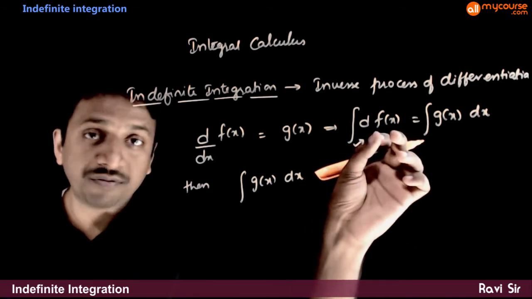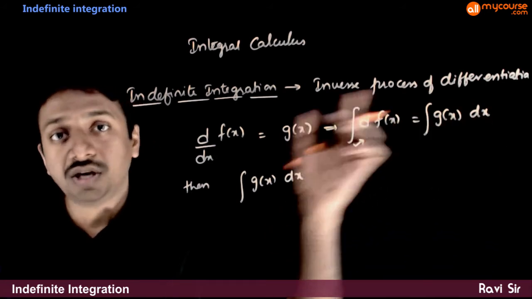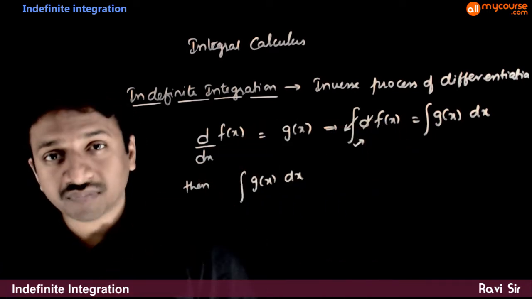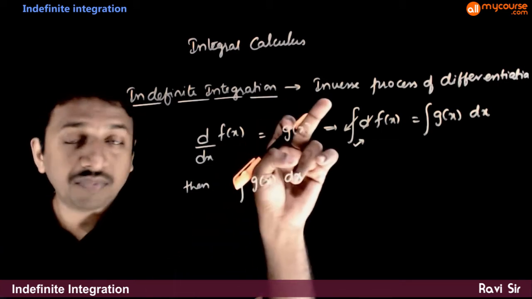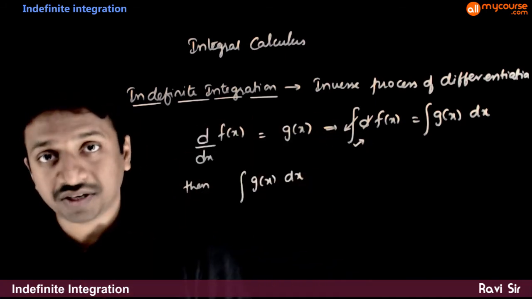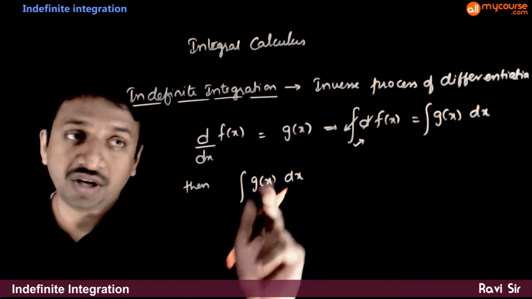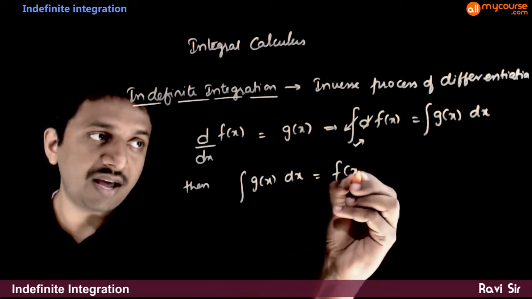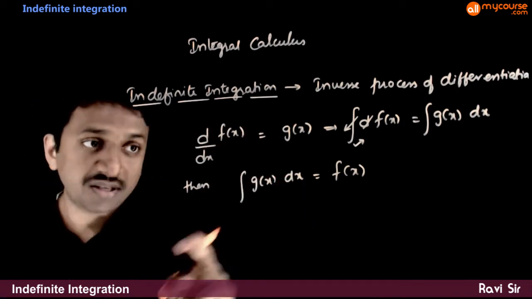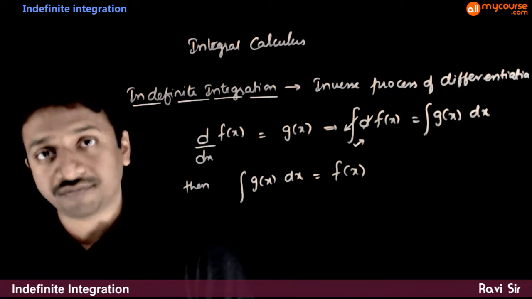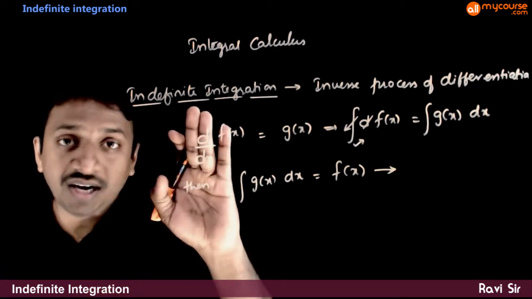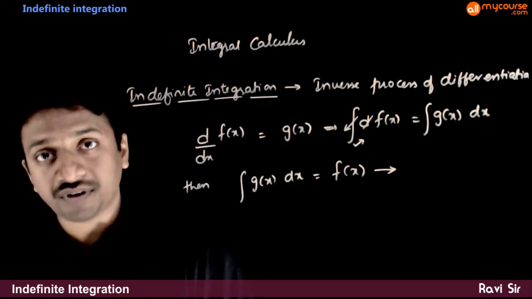So integration of d f of x is equal to integration of g of x dx, and this d and this integral symbol effectively get cancelled because we have defined indefinite integration as the inverse of differentiation. So integration of g of x dx can be written as f of x. If d by dx of f of x is g of x, then integration of g of x dx is f of x. The definition is clear, right? Indefinite integration is the inverse of differentiation.